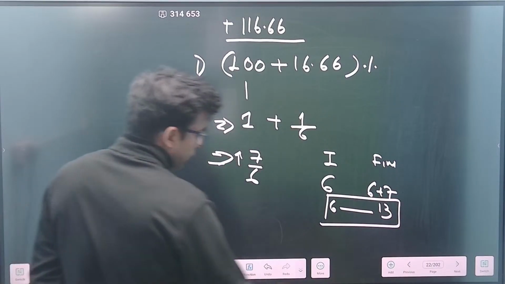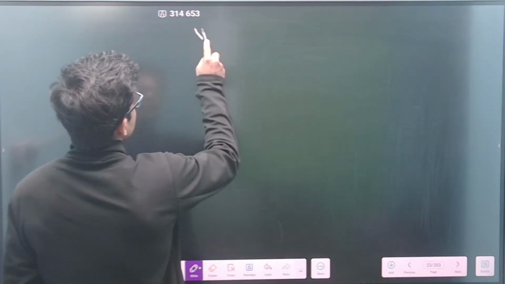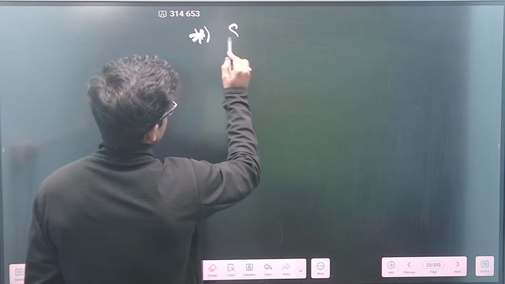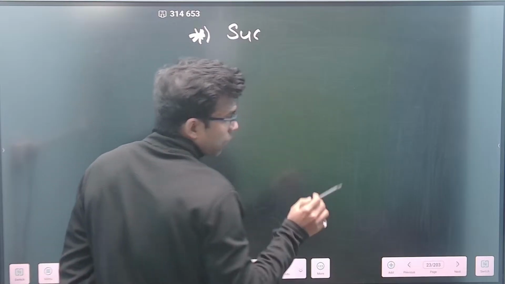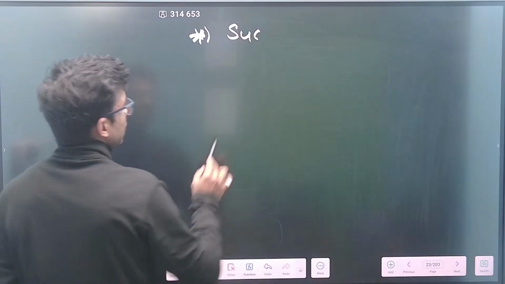Okay. Now see the second agenda. So basically the second agenda, I'll make you solve through the question also. Second agenda is successive percentage change. Guys, from tomorrow we will be only solving the questions. Try to get what I'm saying.